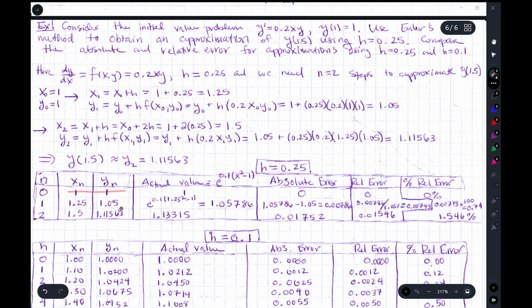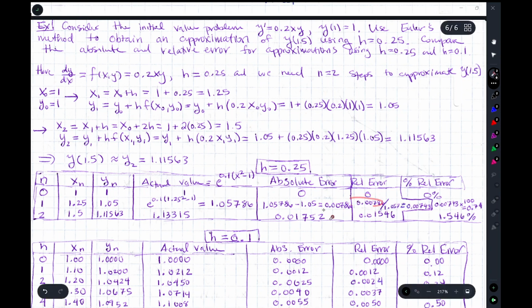And here we have a table with the steps that were taken. The initial step here is 0, the xn, yn. The actual value is obtained by plugging this xn into the solution. You'll get the actual value there. And the approximation is this, 1.05. So to get the absolute error, you do the actual value minus the approximation. You get this. And of course, you take the absolute value according to our definition, but here it's just positive anyway.